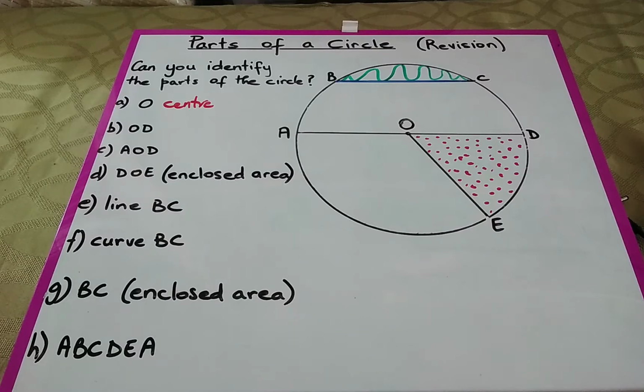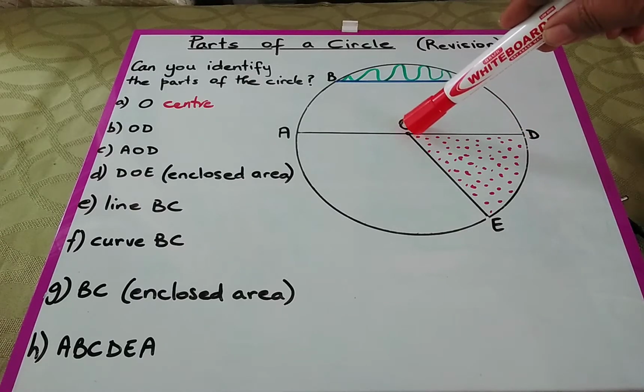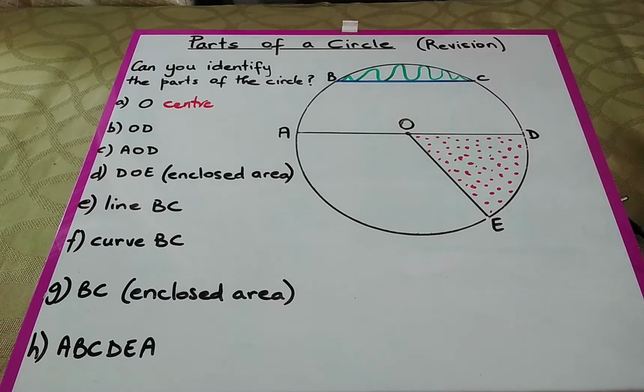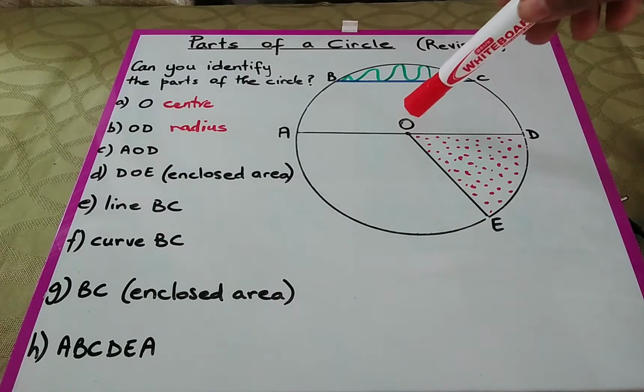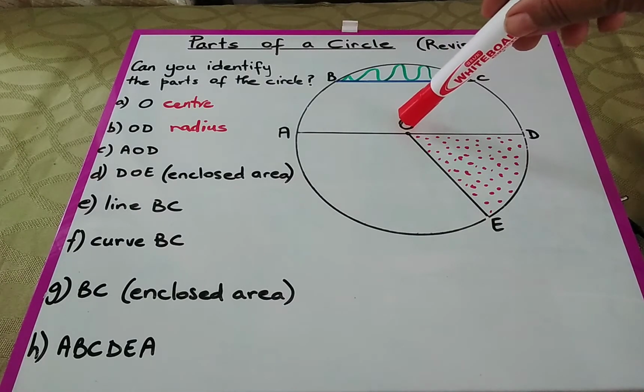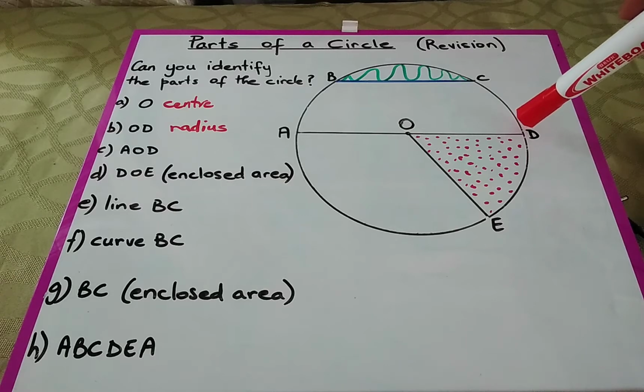What do we call the part labeled OD? From O, the center, to D on the circumference or the edge of the circle. What do we call that? It's called the radius. So the radius is a line that starts from the center of the circle going to the edge of the circle or the circumference of the circle.